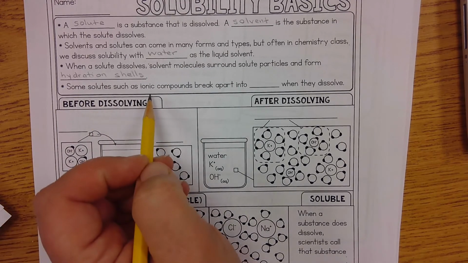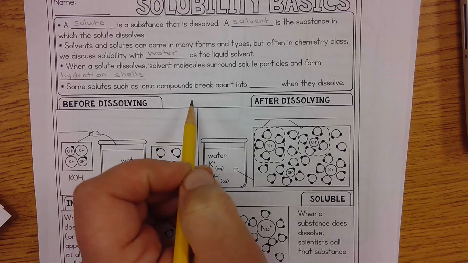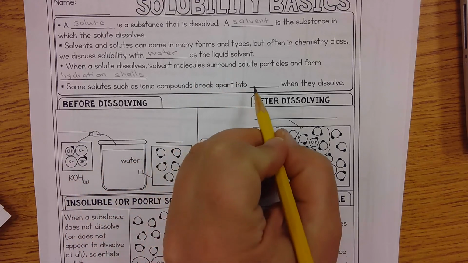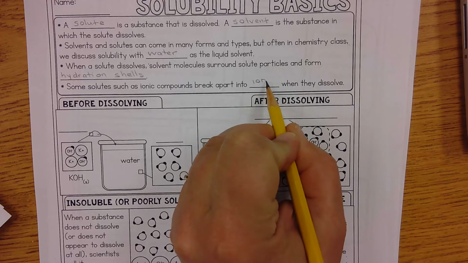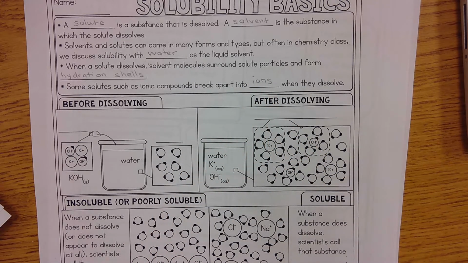Sometimes, especially when we talk about ionic compounds, those solutes will break apart into ions when they dissolve. Sugar does not, it just breaks apart into individual molecules because it's a covalent compound. But ionic compounds will break apart into ions as they dissolve.